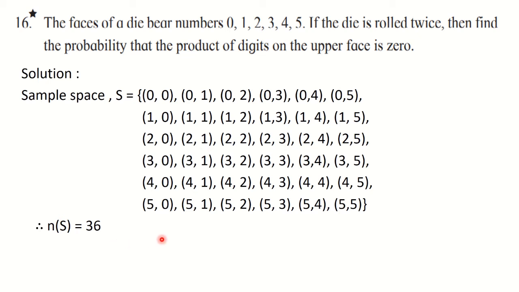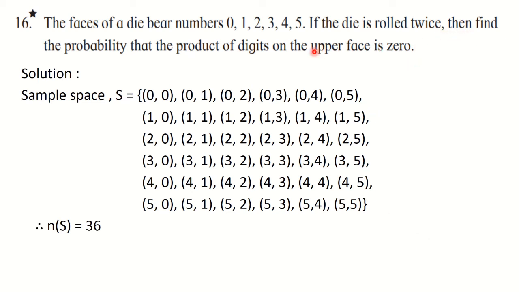Same points are there because 6 faces and 2 dice. So 6 squared is equal to 36. We have 36 sample points. So all of you please write down the sample points. Then we will see what is the event and what is its probability.